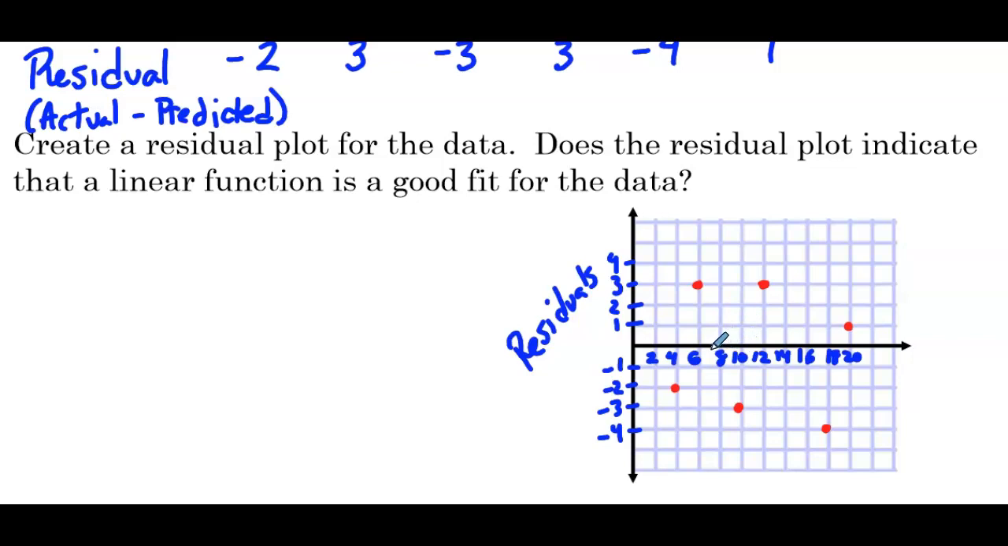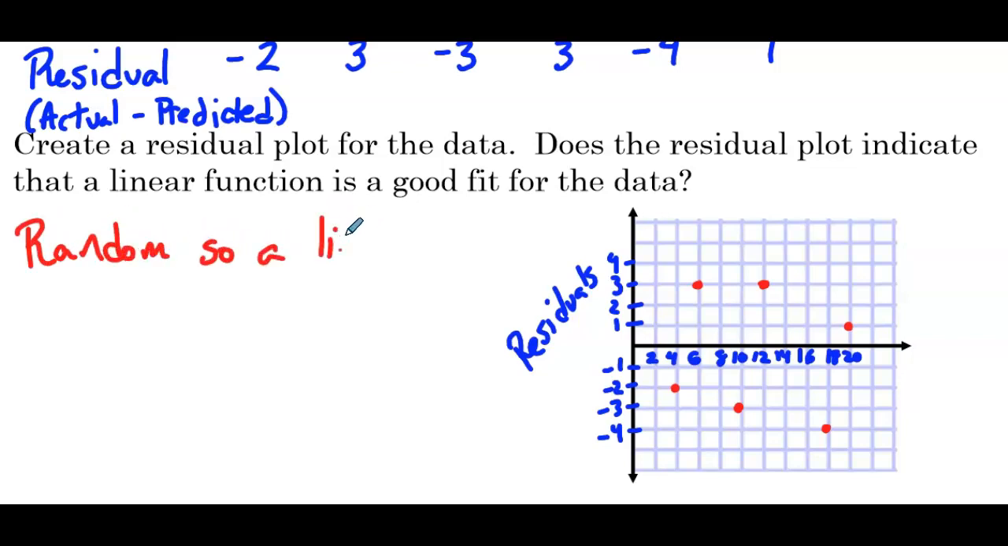And now we need to decide if this residual plot indicates that a linear function is a good fit. So again, we're looking to see if there's any nonlinear patterns represented in this residual plot. Well, not that I see. The points are pretty randomly dispersed, right? 3 above, 3 below the horizontal axes. So then I would say that this residual plot is pretty random, which then indicates that a linear function is a good fit. Okay, so we could say it's random.